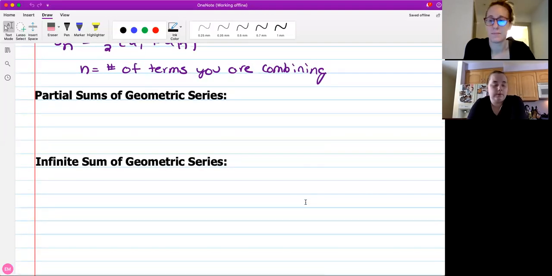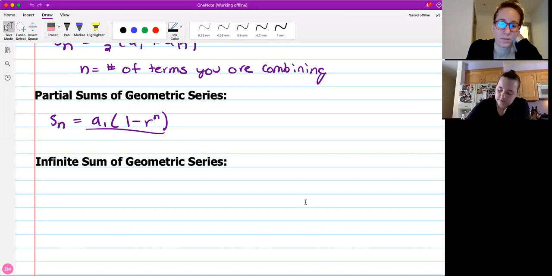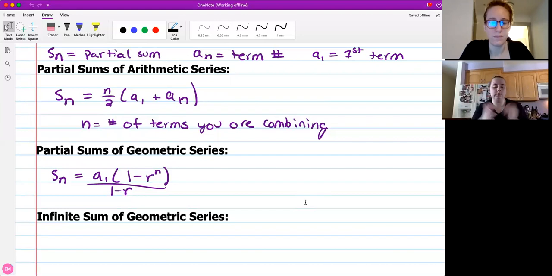Again, we have another equation here. Our equation for this one is again denoted with S sub n, and this is equal to a1 times (1 minus r to the n), over 1 minus r. Remember, r is your common ratio, and again, a1 is just your first term. So again, this will give you the sum of whatever terms you want.